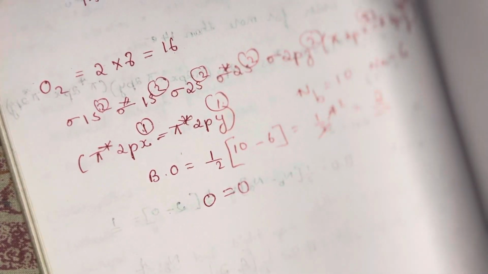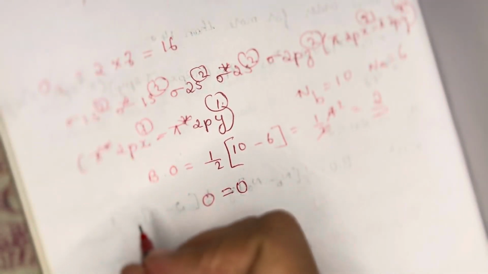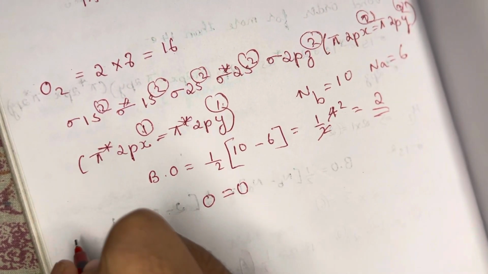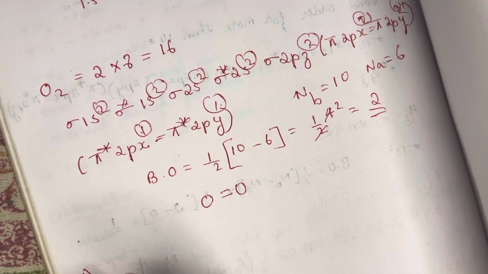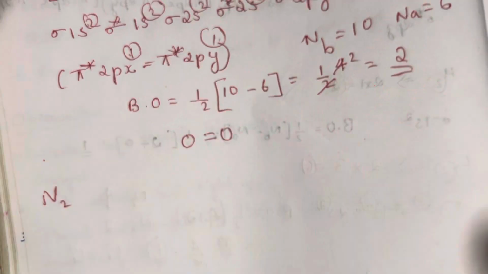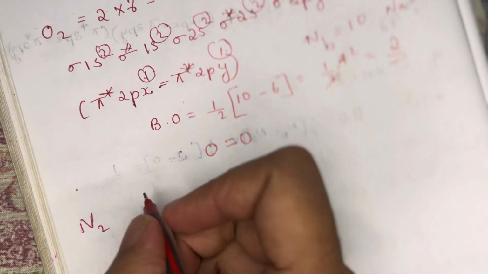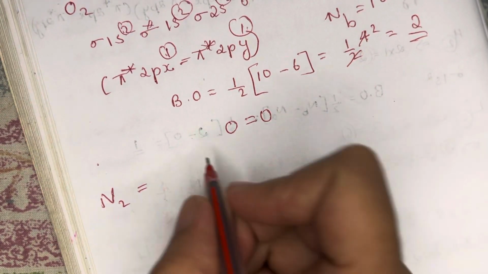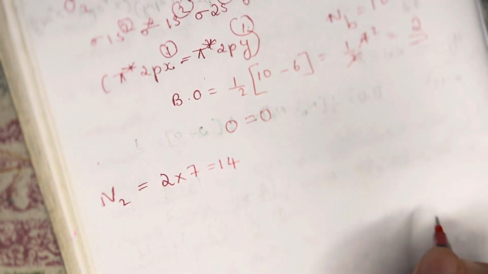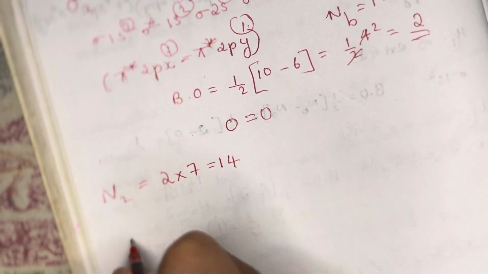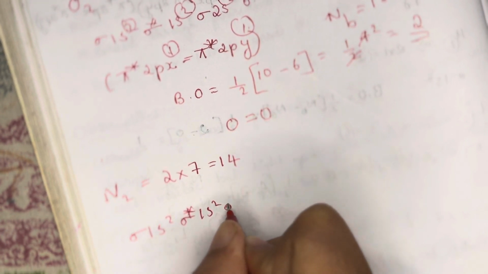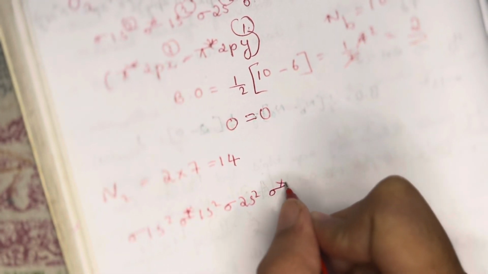Next, one more example, nitrogen, N2. So here in the case of nitrogen, you know that the atomic number of nitrogen is 7, right? So here 2 nitrogen atoms are present, so it will be 2 into 7, which is equal to 14. And so when we write the electronic configuration, it will be sigma 1s 2, sigma star 1s 2, sigma 2s 2, sigma star 2s 2.